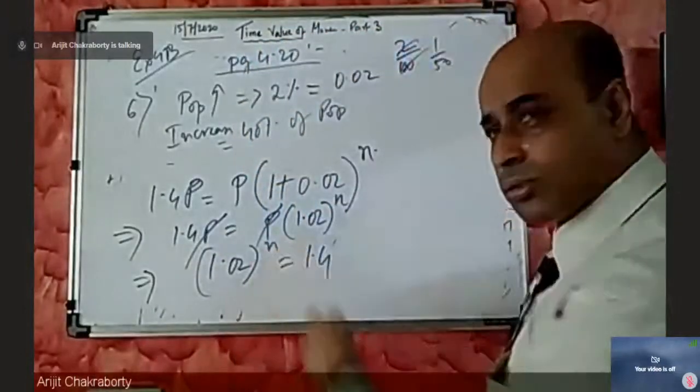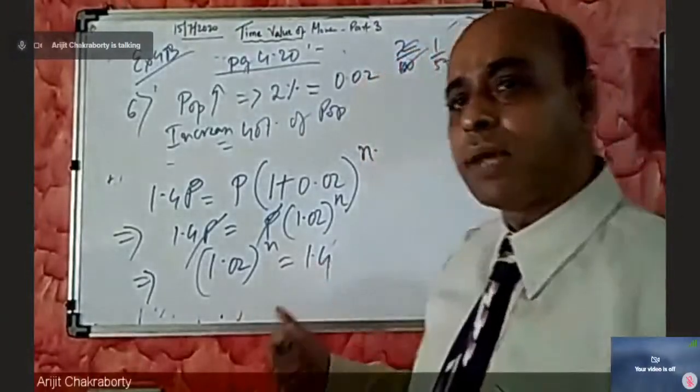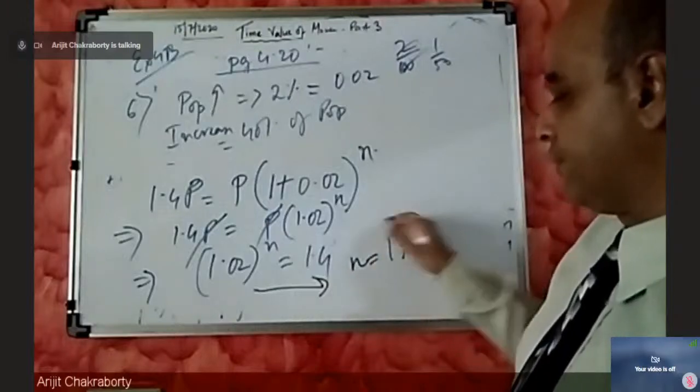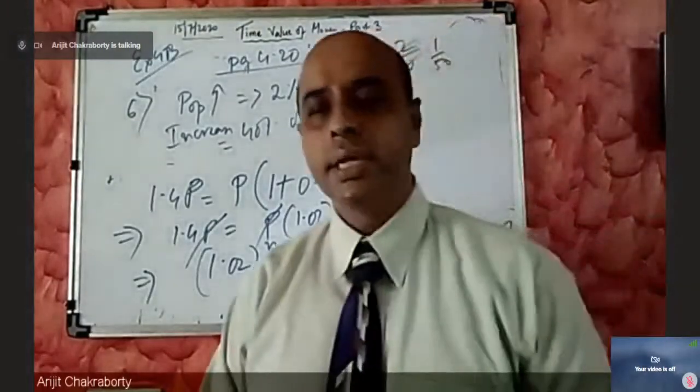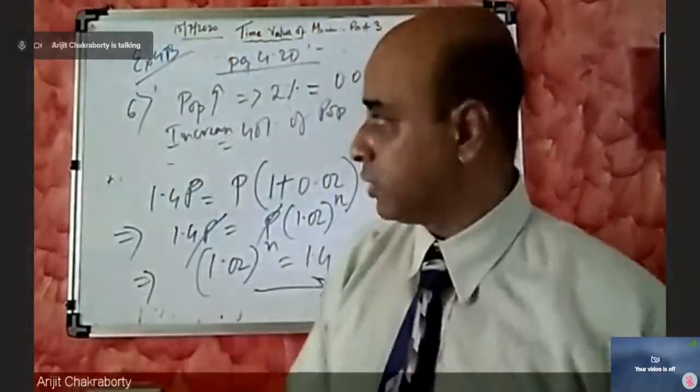So 1.02 to the power n is 1.4. If you go on multiplying, it will take some time, but eventually you will get n is equal to 17. So after 17 years, ultimately the population will become 140% of the original population.